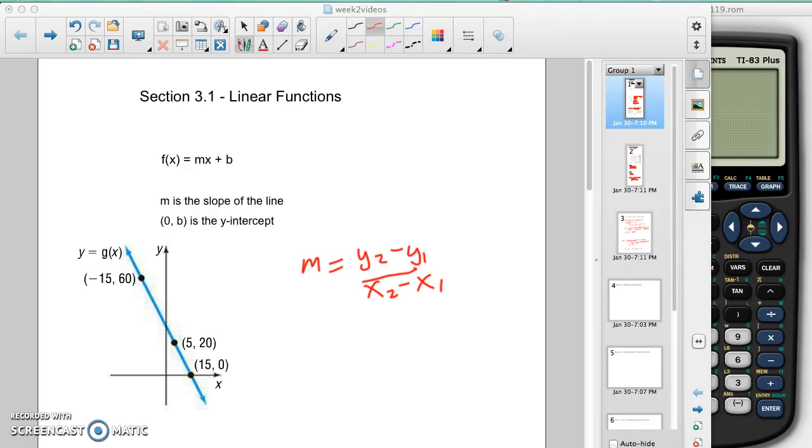Hello, and in this video we're going to be reviewing linear functions. Most linear functions that you dealt with in Math 95 or before this were in this form right here, f of x equals mx plus b, where m is the slope, that's this value right here, and b is our y-intercept. So b would be right here on this graph.